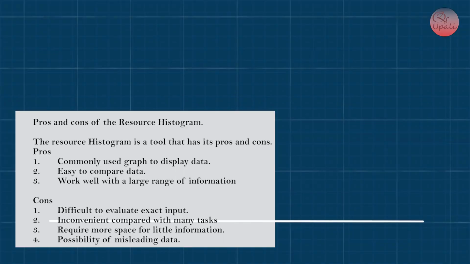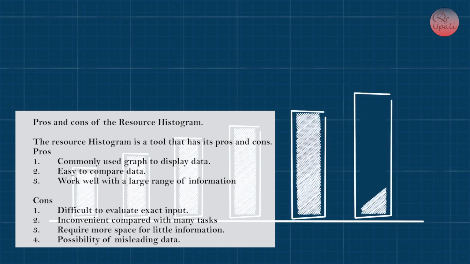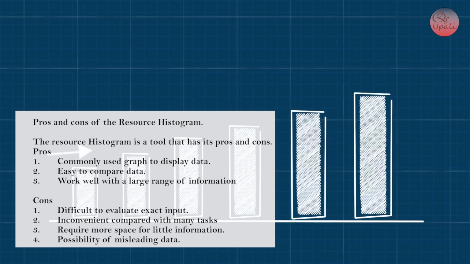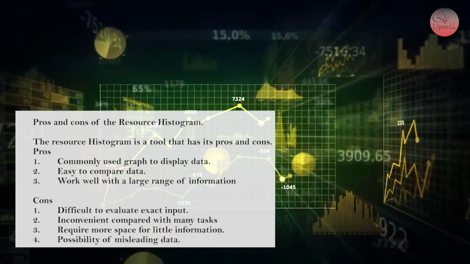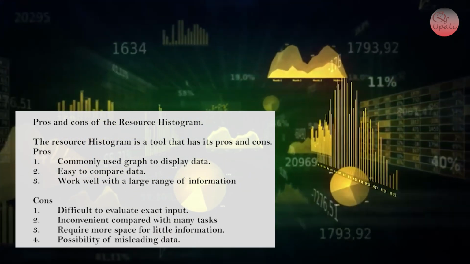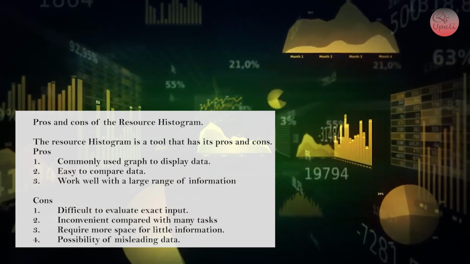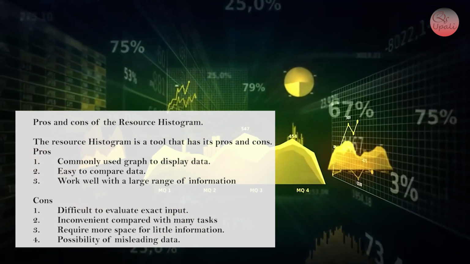Pros and cons of the resource histogram. The resource histogram is a tool that has its pros and cons. Pros: 1. Commonly used graph to display data. 2. Easy to compare data. 3. Works well with a large range of information. Cons: 1. Difficult to evaluate exact input. 2. Inconvenient compared with many tasks. 3. Requires more space for little information. 4. Possibility of misleading data.